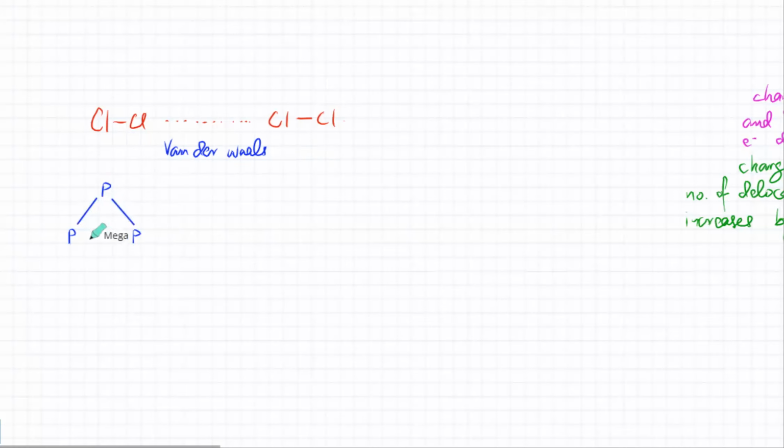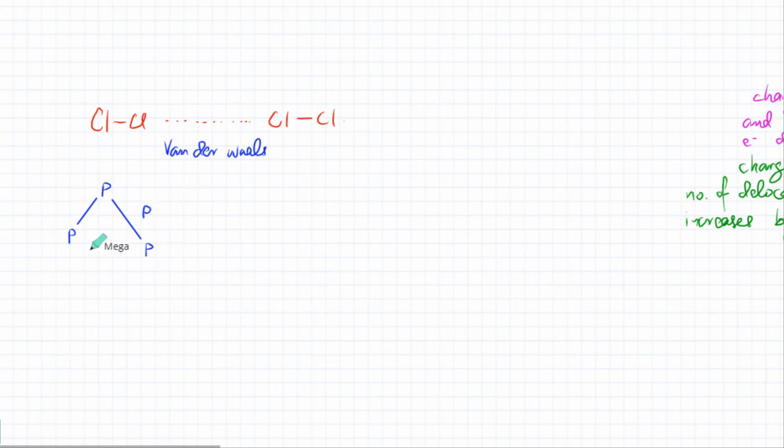So a P4 molecule is something like this. Let me just try drawing a three-dimensional molecule. Just a second. So let's do this. And here's another P.